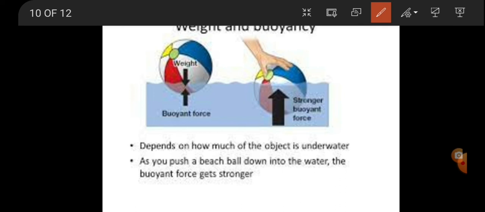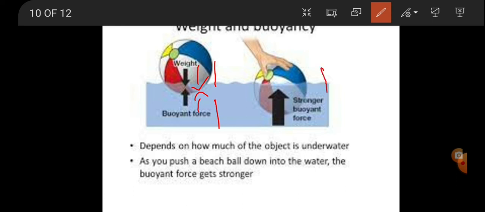We already saw that a body experiences an upward force due to the surrounding fluid when it is partially or fully immersed in it. We also know that pressure is more at the bottom and less at the top of the liquid. The pressure difference causes the buoyant force against the weight. So the buoyant force is stronger.